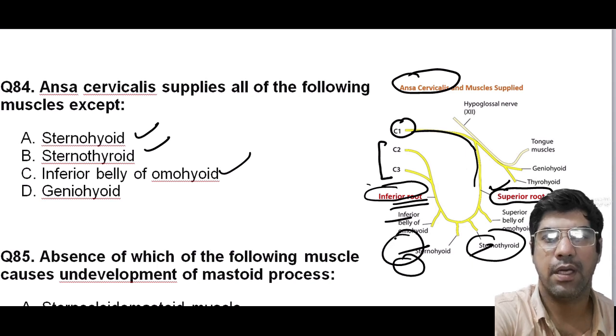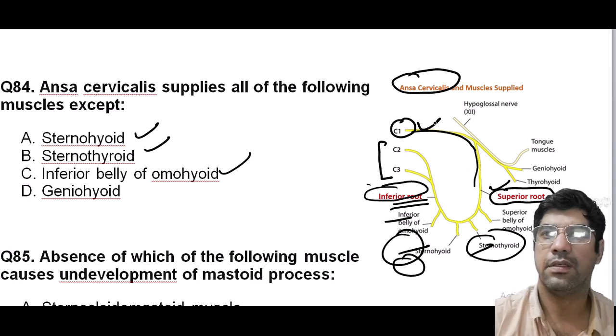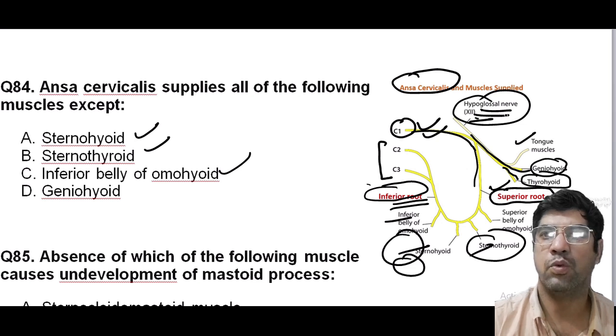The geniohyoid muscle is supplied by a separate branch from the first cervical nerve through the hypoglossal nerve. So geniohyoid and thyrohyoid are supplied through the hypoglossal nerve through C1.